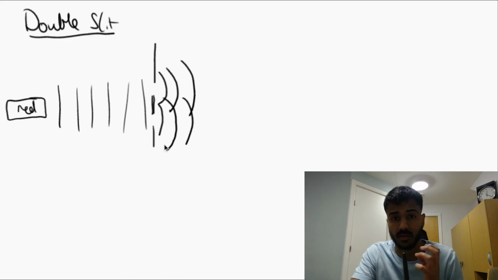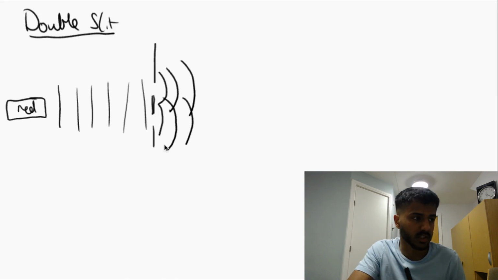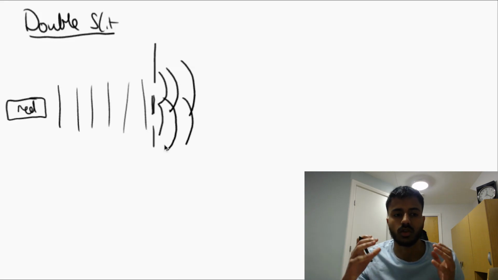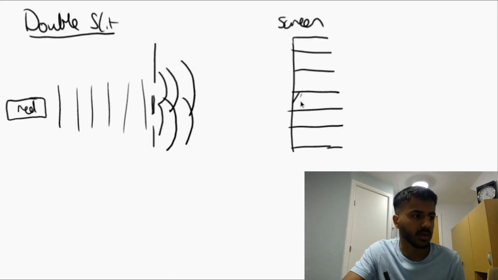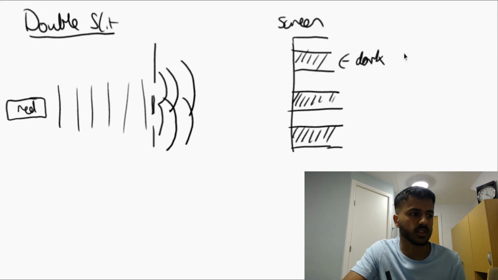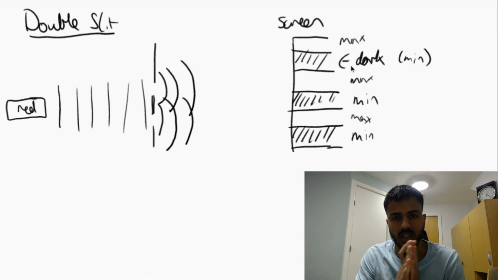As these waves pass through both slits, you're going to see diffraction occurring from both of them. And what's going to happen is these two sets of waves are going to interfere with each other to produce a pattern. Now, if you put a screen, what you're going to see are a series of alternating brighter and dark fringes. And what this means is if this is a dark fringe, these are the minimum. You're going to see alternating bright and dark spots.